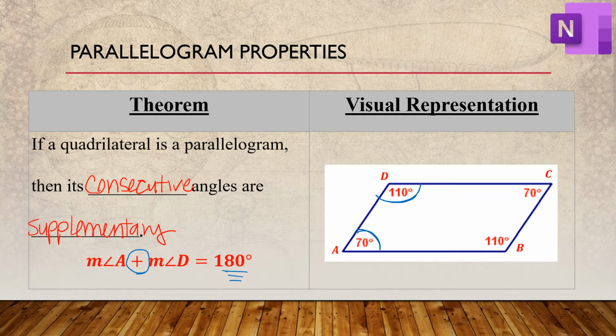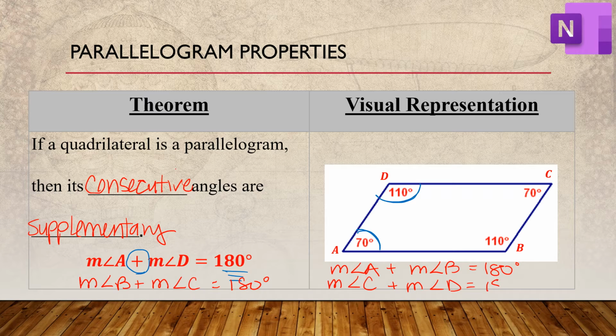This is also true for another pair of angles, which is the measure of angle B plus the measure of angle C. That also equals 180 degrees. We can also say the measure of angle A plus the measure of angle B also equals 180 degrees. And we can also say the measure of angle C plus the measure of angle D also equals 180 degrees. So there are 4 pairs of angles within this parallelogram that are supplementary.